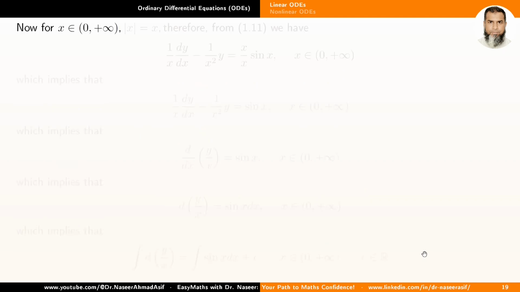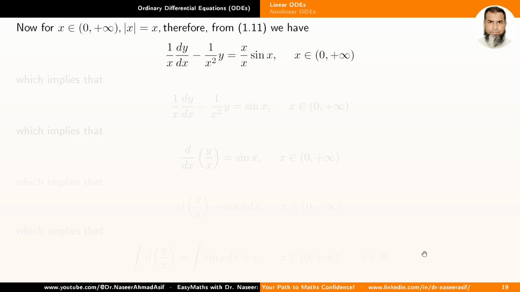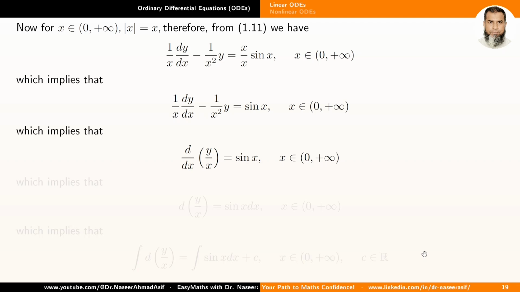Now we consider x belonging to the open interval 0 to plus infinity. For this, the absolute value of x is x. Therefore, from equation 1.11 we have 1 by x dy by dx minus 1 by x square y is equal to x by x sin x, where x belongs to the open interval 0 to plus infinity. So we have d by dx of y by x is equal to sin x, where x belongs to 0 to plus infinity.